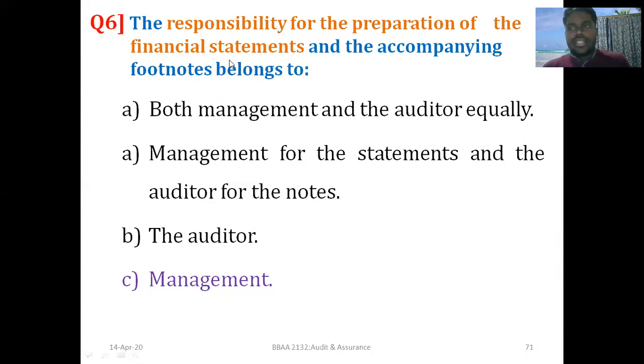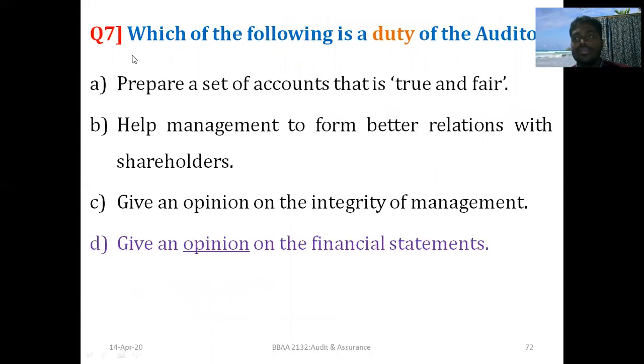What about question number 6? The question number 6 says the responsibility for the preparation of the financial statements and accompanying footnotes belongs to. So it's this simple question. So directly you can answer. You don't need to think too much. So who prepares the financial statement? Who is responsible to prepare the financial statement? The company, the management, including the board of directors. So directly you can say the answer. It's the management. You can just underline it. Immediately you should move to the next question. Don't waste time.